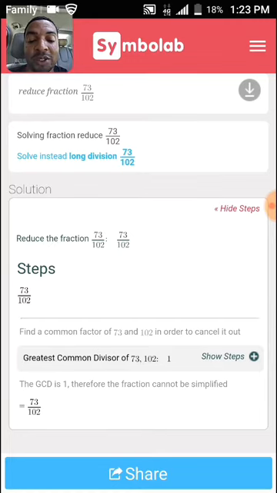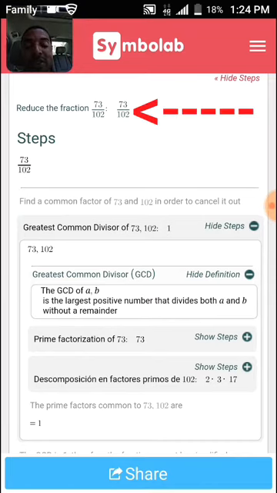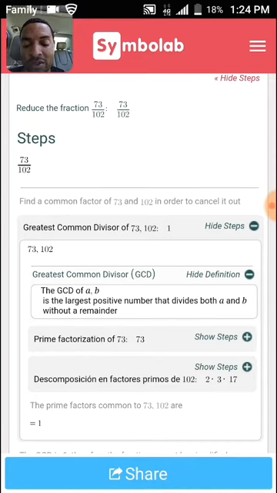The common divisor of 73 and 102 is 1. When we see that 1, that means there is no other common factor. It's just 1, and so therefore we can't reduce this fraction. The definition says the GCD of A and B is the largest positive number that divides both A and B without a remainder. That's exactly correct. Prime factorization, we would simply have 73 times 1 equals 73. What other number do you know that will go into 73? None. So therefore it's not able to be reduced.